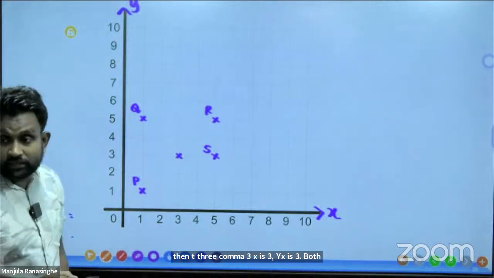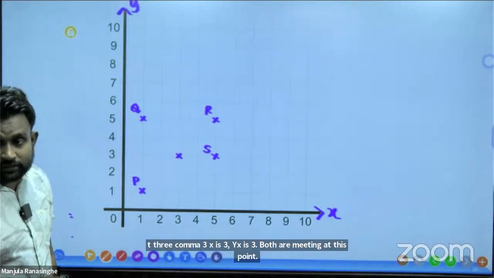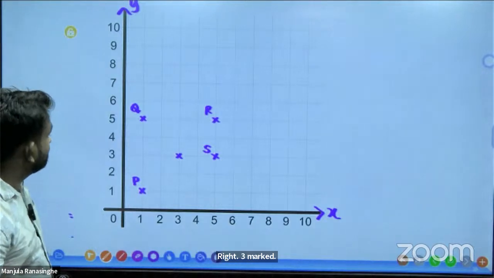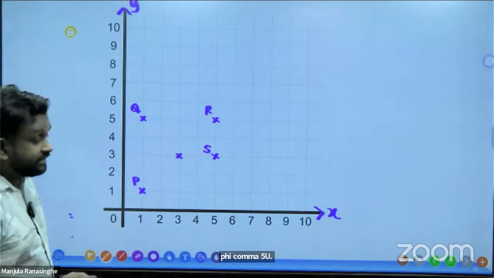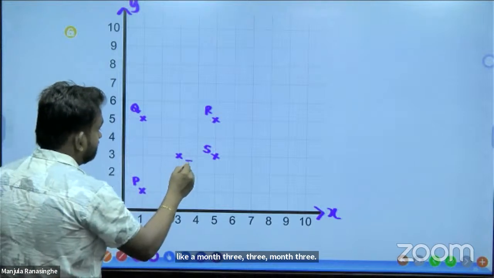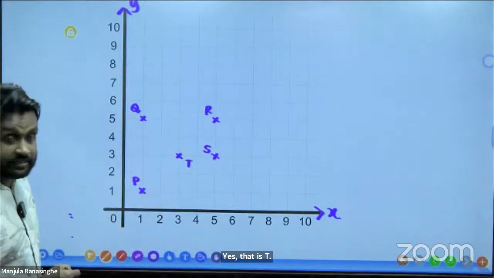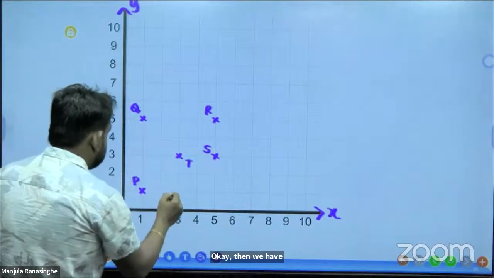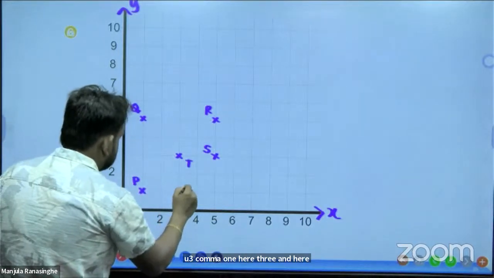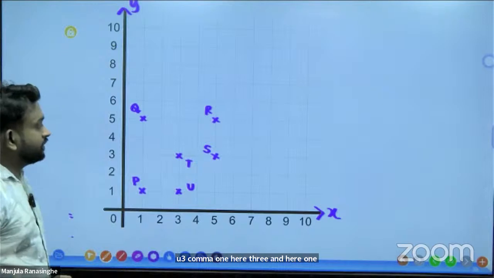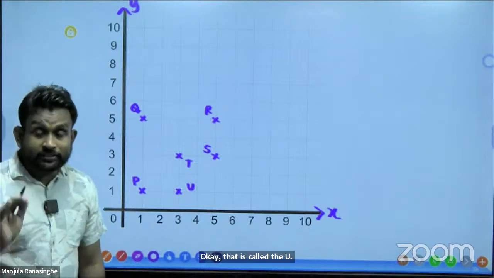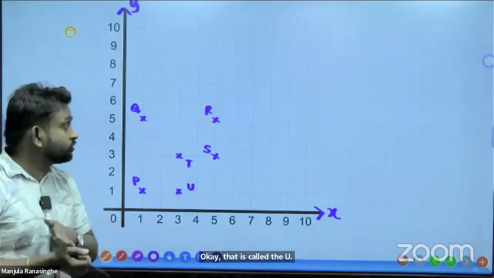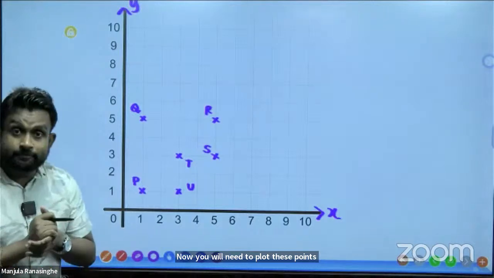Then 5 comma 3 is marked, 5 comma 5, 5 comma 3, 3 comma 3. Yes, that is T. Okay, then we have U, 3 comma 1, here 3 and here 1. Okay, that is called the U. Now you need to plot these points correctly. Hands up those who plot the points correctly.